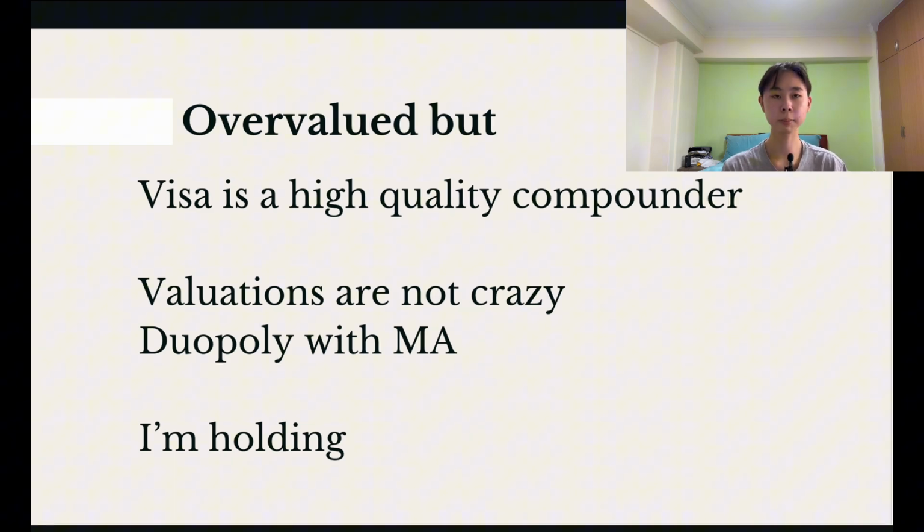So I'm holding this company, I'm not selling it. I don't have a very big position in it. I want it to be around 10 to 15% of my entire portfolio, but currently it's around 4% of my current portfolio. So I'm not adding. It's currently overvalued. It is a company that is extremely high quality, so I won't be selling it. I'll just be holding it and allowing it to compound over the next few years.